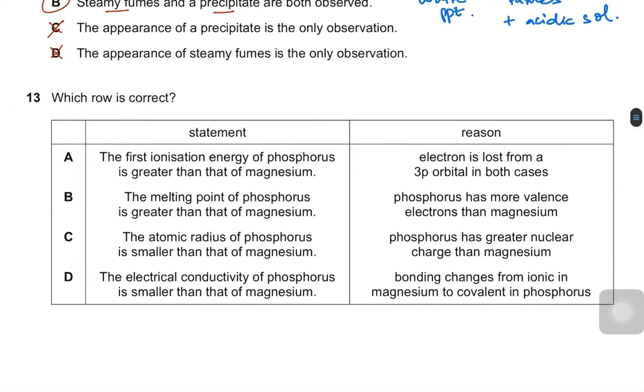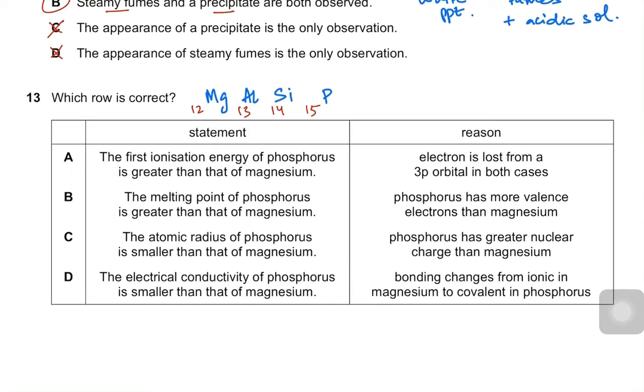Let's go for question 13. It says which row is correct. There's a statement and there's a reason for it. The first ionization energy of phosphorus is greater than that of magnesium. If you compare magnesium and phosphorus from their positions in the periodic table, let's write magnesium, aluminium, silicon, phosphorus. Magnesium has an atomic number of 12, then 13, 14, and phosphorus is 15. We know that phosphorus has more nuclear pull, more nuclear charge, so higher ionization energy. I totally agree with that.